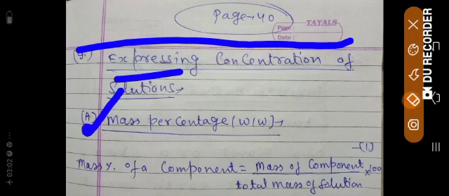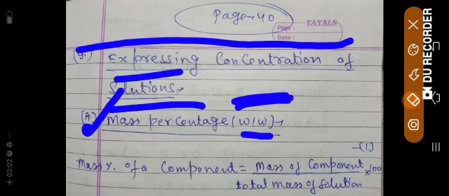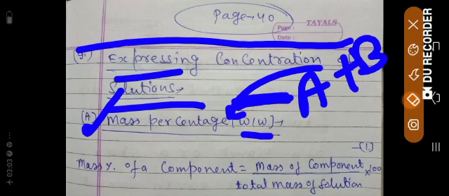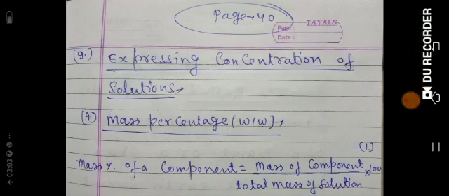Now the first term is mass percentage. As you can see in the bracket, students, this is the main thing: W by W. It means that if it is a binary solution of components A and B, then the weight of both the solvent and the solute will be taken. Not any kind of volume will be taken. This is the meaning of W by W.